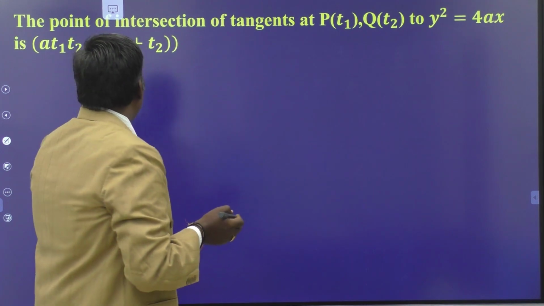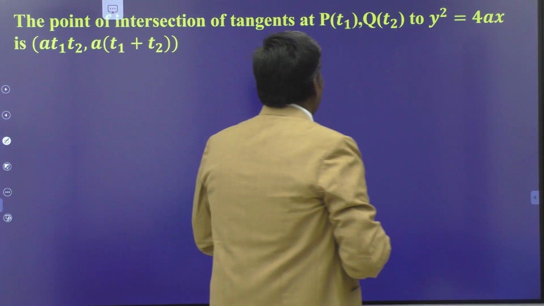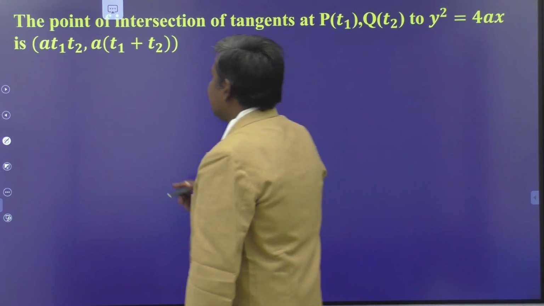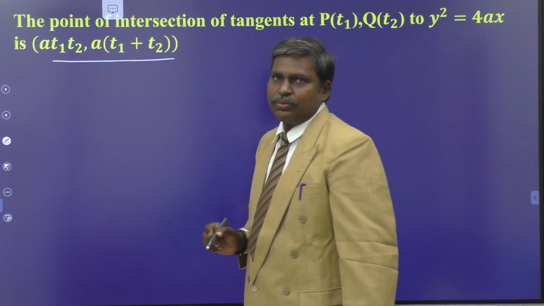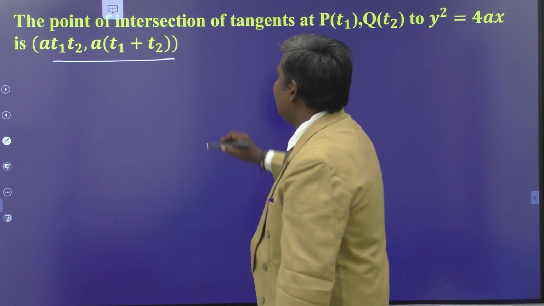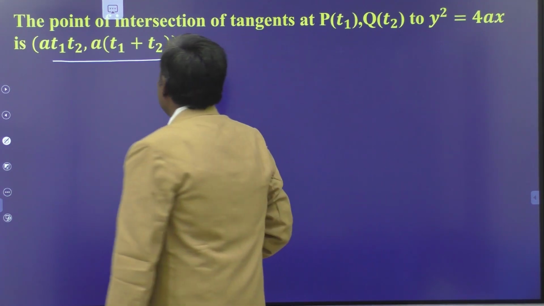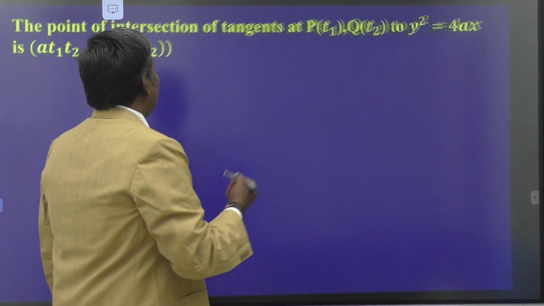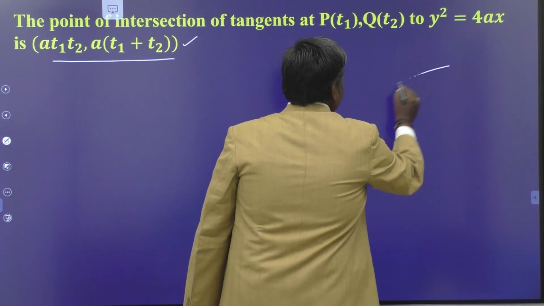Now let us try to find the point of intersection of tangents at P(t1) and Q(t2) to the parabola y² = 4ax as (at1t2, a(t1 + t2)). We have to prove that. It is very simple. Point of intersection of tangents at P(t1), Q(t2).